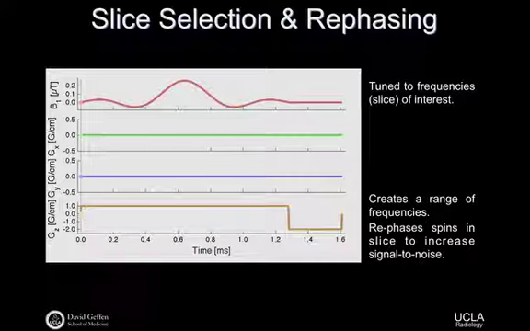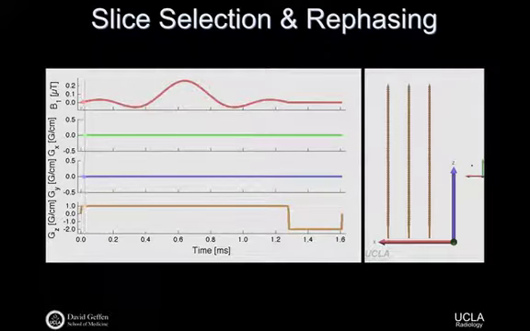I'm not sure why this is showing up again, except for maybe to emphasize that there's this slice select gradient, or this refocusing gradient on the very end, which helps us get back some of our magnetization. So here's the actual process of excitation. I'll go through this probably twice.